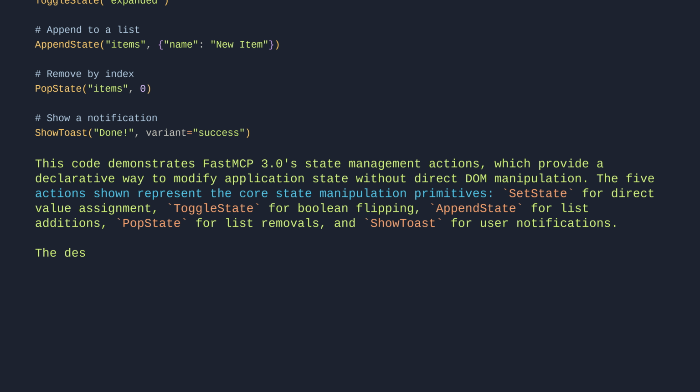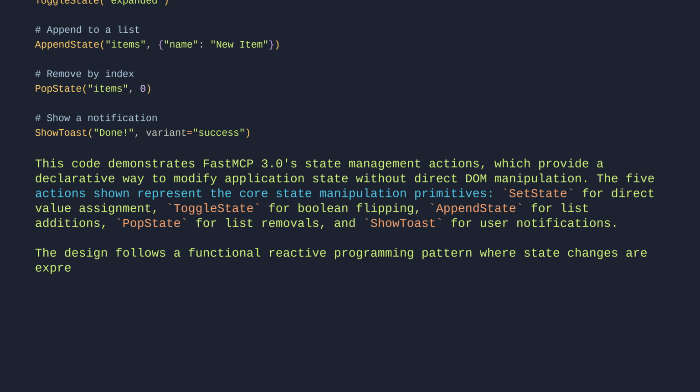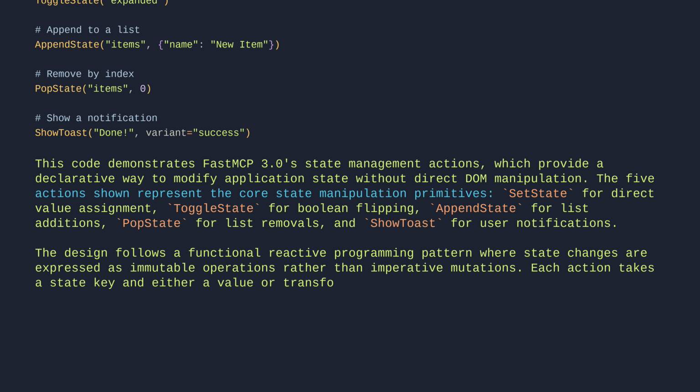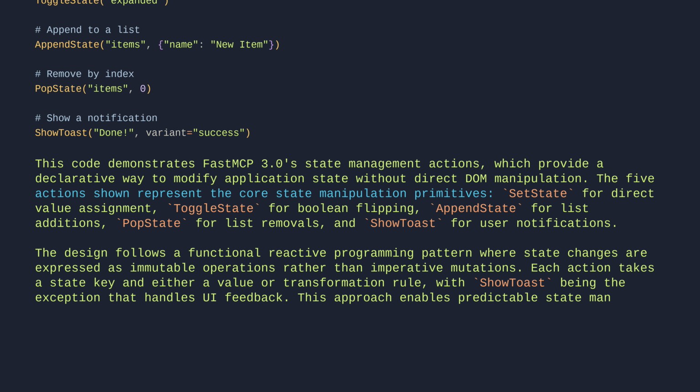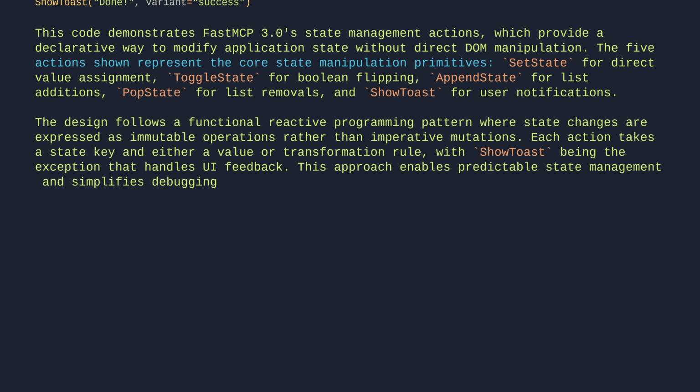The design follows a functional reactive programming pattern where state changes are expressed as immutable operations rather than imperative mutations. Each action takes a state key and either a value or transformation rule, with ShowToast being the exception that handles UI feedback. This approach enables predictable state management and simplifies debugging by making state transitions explicit.